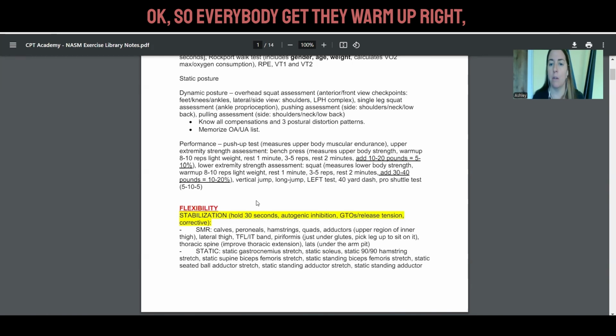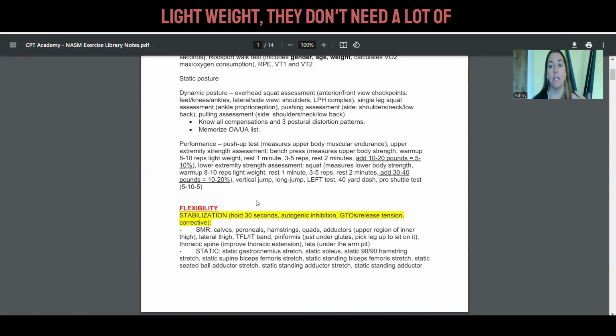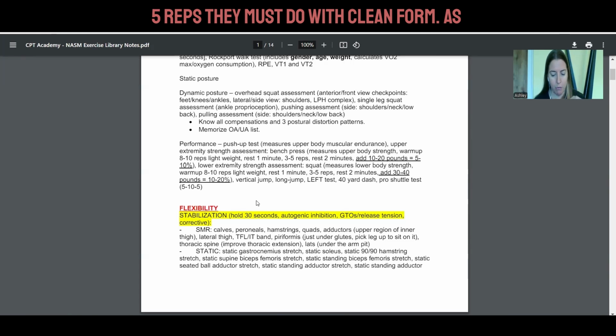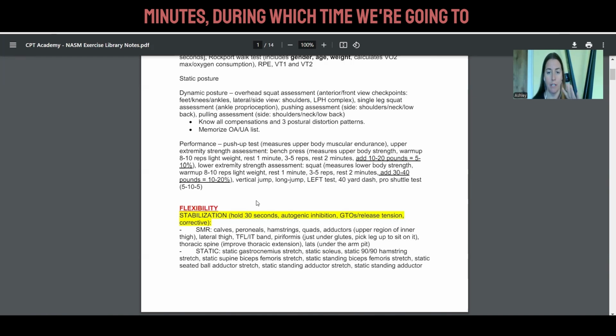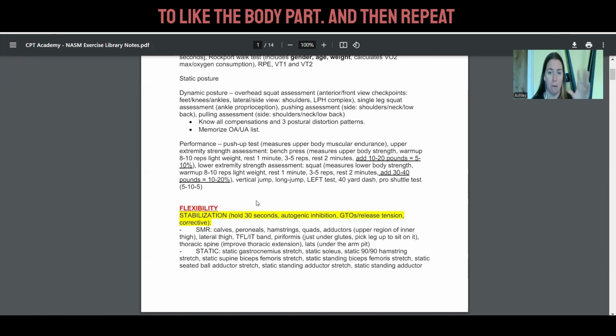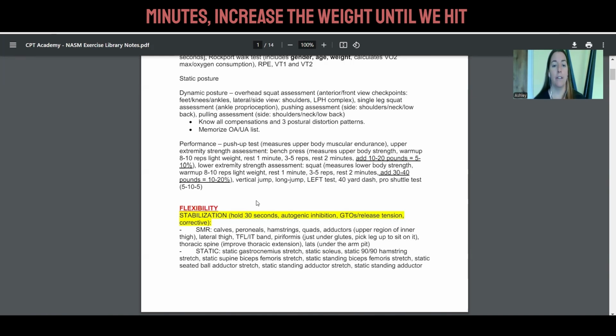Okay, so everybody warms up, right? Get a warm up set, 8 to 10 reps, lightweight. They don't need a lot of rest, just a minute. And then we go 3 to 5 reps. They must do it with clean form. As long as they do, then they can rest 2 minutes, during which time we're going to increase the weight according to the body part, and then repeat 3 to 5 reps, rest 2 minutes, increase the weight, 3 to 5 reps, rest 2 minutes, increase the weight, until we hit the weight at which they will fail.